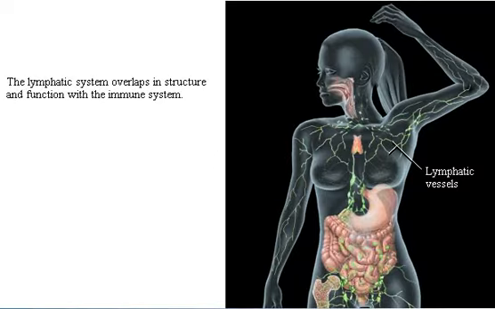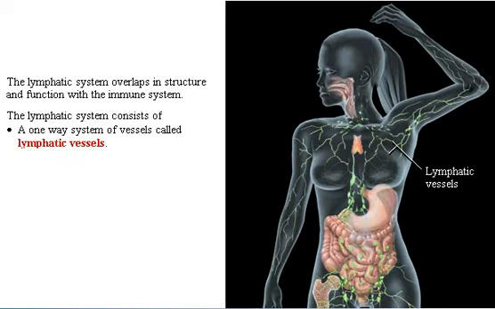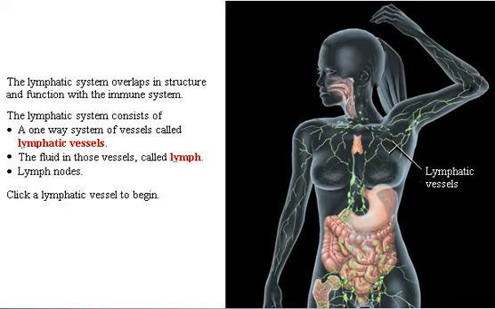So far, we have learned that the immune system cells and the lymphoid organs and tissues are the components of the immune system. The lymphatic system overlaps the immune system in structure and function. We will now briefly look at the lymphatic system. The lymphatic system has 3 parts: a one-way system of vessels called lymphatic vessels, the fluid in those vessels, called lymph, and the lymph nodes. Click a lymphatic vessel to begin.